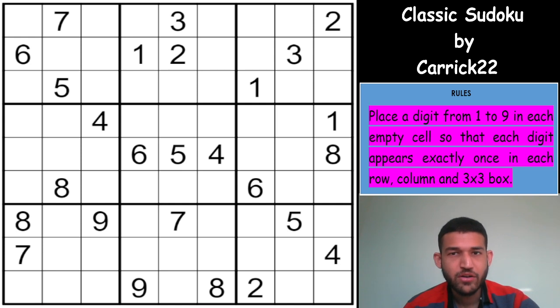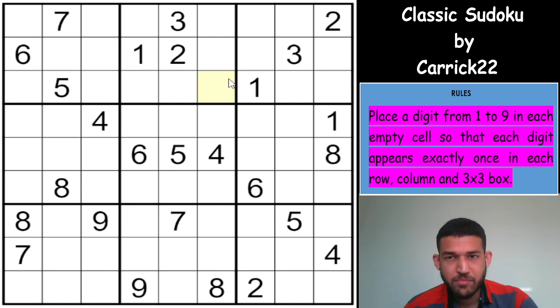So the rules are normal. Each row, each column and 3 by 3 box in the grid will have digits from 1 to 9 without repetitions. These are the rules, and with that we'll start the Sudoku.